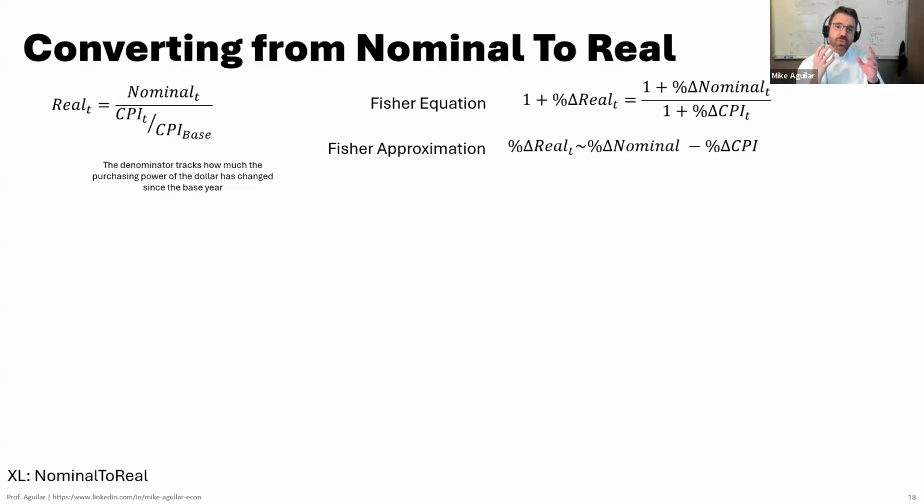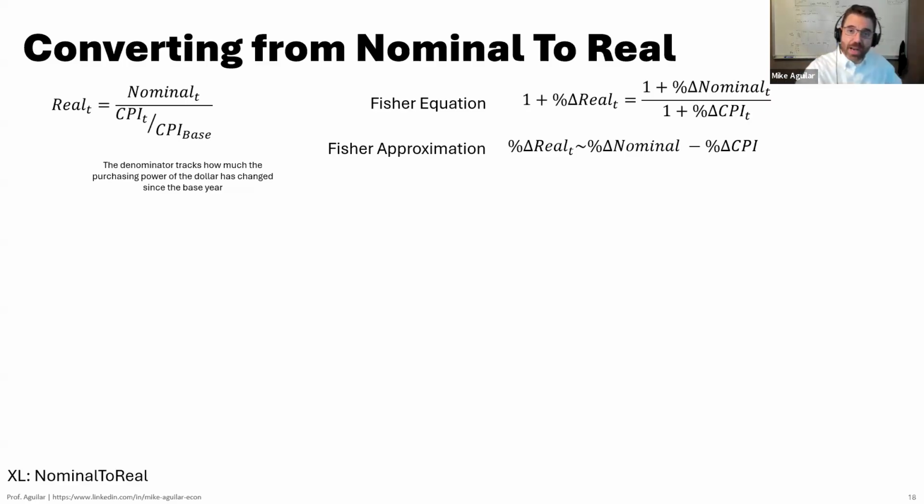There's actually a quicker proxy, the Fisher approximation. You take your change in nominal, subtract off your change in the CPI, which is inflation, and you get approximately the change in real. So if you see that prices of, whatever is the object again, glasses cases, is going up by 5% and inflation is going up by 2%, 5 minus 2, so the real change is 3. It's a pretty good proxy.